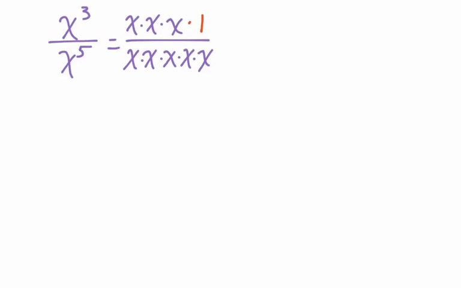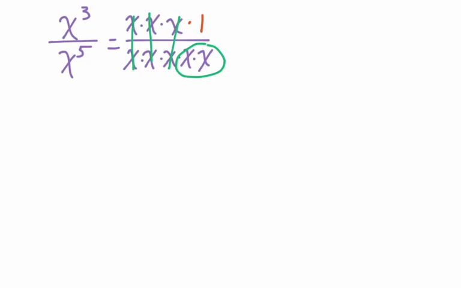Now, using the same reasoning that we used in the last lesson, I know that anything divided by itself is 1. And so essentially what we have here is 1 times 1 times 1. And then what we're left with is an x times x.